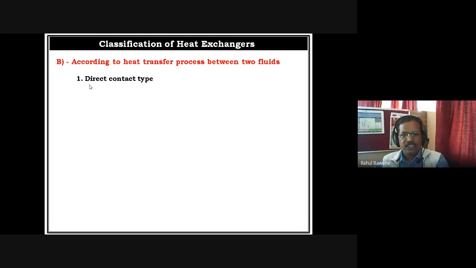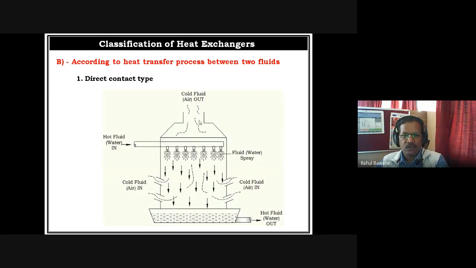So first is direct contact type. If heat is transferred between two fluids, the two fluids come in direct contact. As I said in the introduction part, this is a cooling tower. Where is it used? As I said, there is a condenser to cool down some hot liquid or oils. For that cooling purpose, we use water.